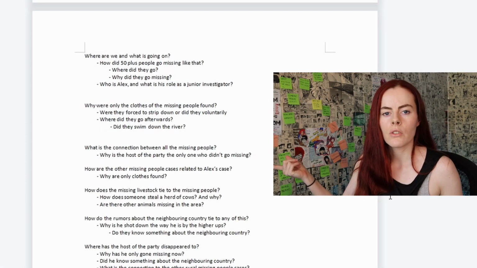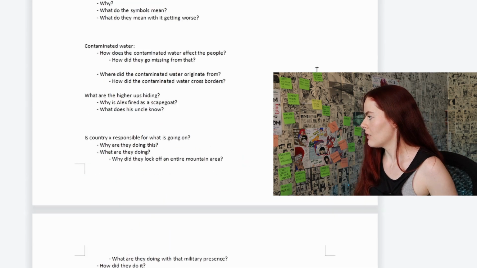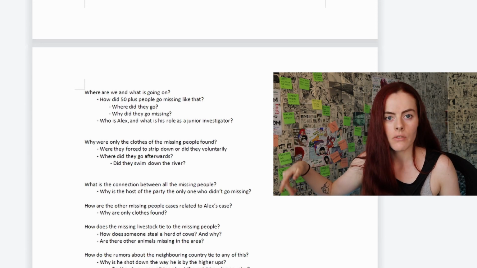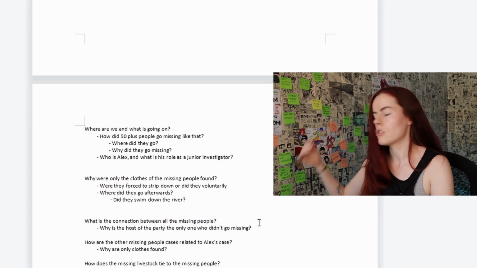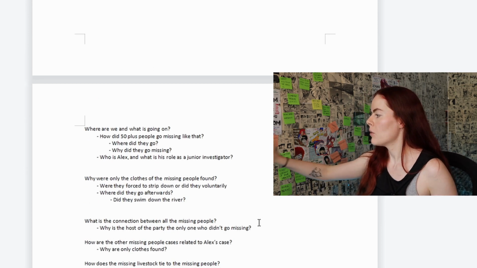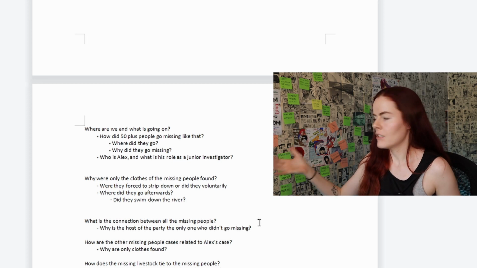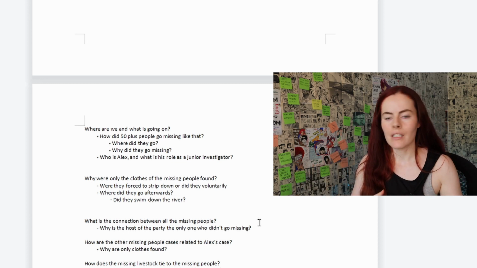So this is what it looks like when basically you break it down into questions. It follows the same structure as the plot beats outline did so far, or the summary did. So in the same order, but basically now in question form. And here the opening question is, where are we and what is going on? And then how did these 50 plus people go missing? Where did they go? Why did they go missing?